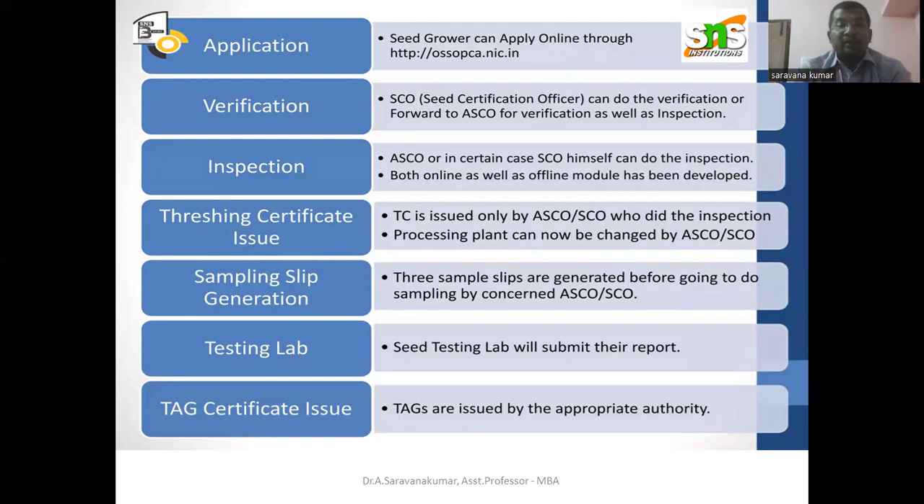So finally, first you will get the application, then you are going to verify, then you can inspect, then you will get the testing certificate issue, then sampling slip generation, and the testing lab report. Finally, you will get the certificate. The tags are issued by the appropriate authority. So these are the things we have discussed, ending with testing, sealing and certification.